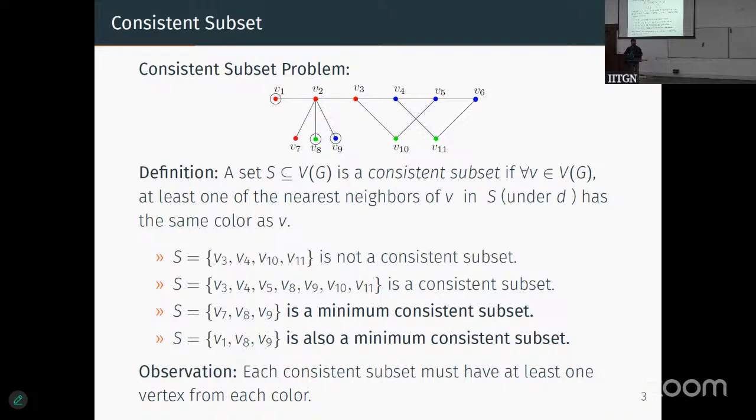Can we wait for one minute? When you say nearest neighbors, you mean the closest under the edge distance? Yes, this is the edge distance, at the same distance.